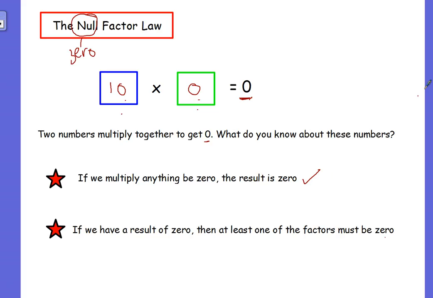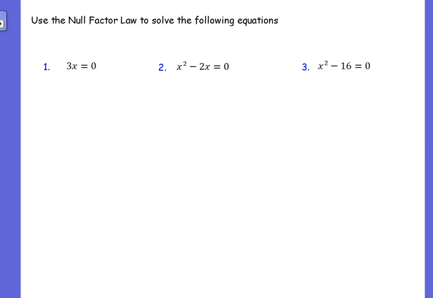Okay, let's have a look and see how that applies to our quadratics. Use the null factor law to solve the following equations. So null means 0, and in order to use the null factor law, we first of all have to have our equations in factor form. So if we look at this, this is saying 3 times some number equals 0. So I'm multiplying two things together and I get 0. Then one or the other has to be 0. This one's 3, it's not 0. So it means that x has to be equal to 0. That's the only way you could get an answer of 0.